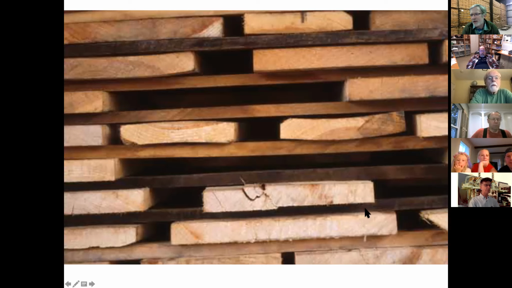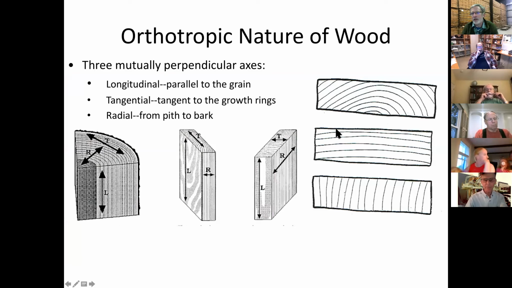This is a classic example of why wood cups. Wood naturally cups when you have a plain sawn board, especially when the curvature of the growth rings is extreme across the width of the piece. Okay? If you're able to cut a redwood tree down and get something like this, it would not cup. If the top and the bottom have the same pattern of growth rings, it's the same plane of reference. If the plane of reference is equal, it will not cup.